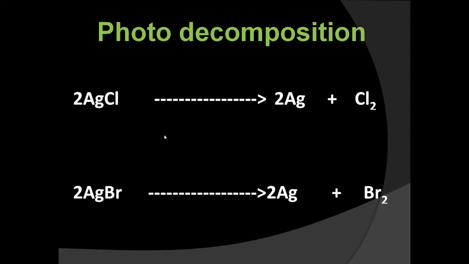Let us take one more example. In the same way, silver bromide. Silver bromide on subjecting to light separates and gives rise to silver and bromine gas. So these are the examples for photo decomposition.